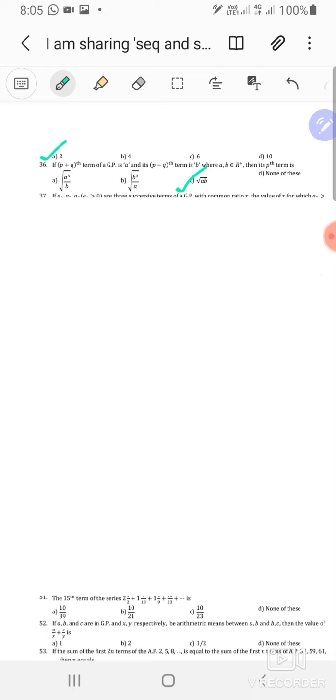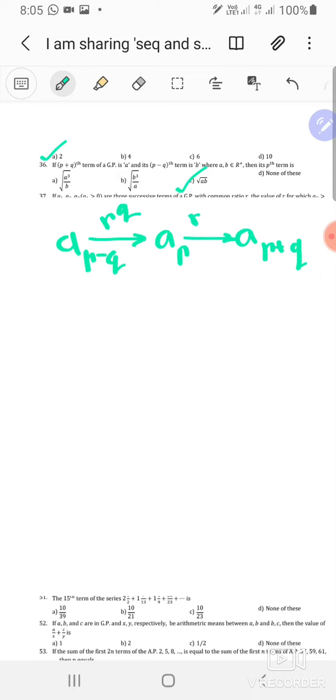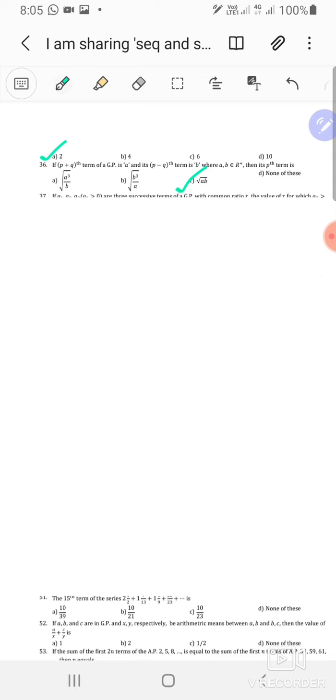No problem, right? So look at that, a sub p minus q, then a sub p and a sub p plus q. From this thing to that thing you have a jump of r power q. From here to here you once again have a jump of r power q. So these are also in a GP. That means that a sub p has to be the geometric mean of a and b. So it has to be square root of ab, because these numbers are all positive.